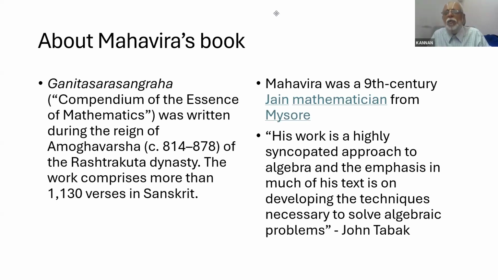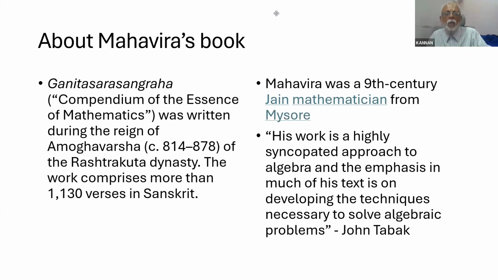Now, for this book, many translations are available. Hindi translation is available. Telugu translation is available. English translation is available. And there are many new ideas also. He was a Jain mathematician from Mysore. Jainism was his religion. There is one reason for pointing out the religion here, because these Jain scholars have contributed a lot to subjects like mathematics.